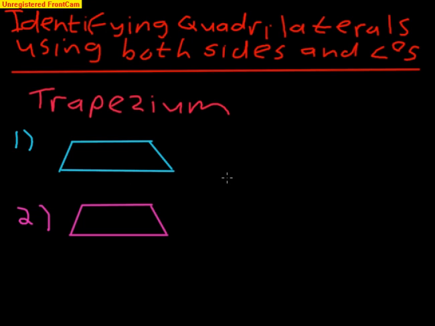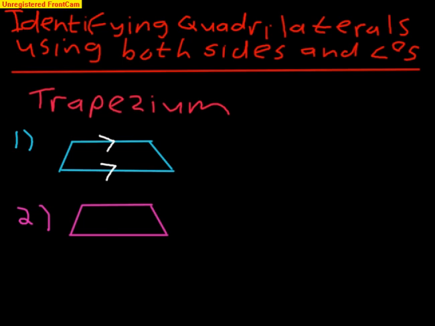We can classify any quadrilateral uniquely as a trapezium if any one of the following two scenarios apply. The first one is if one pair of opposite sides are parallel. So if this pair of sides are parallel, then we can neatly classify this quadrilateral as a trapezium.